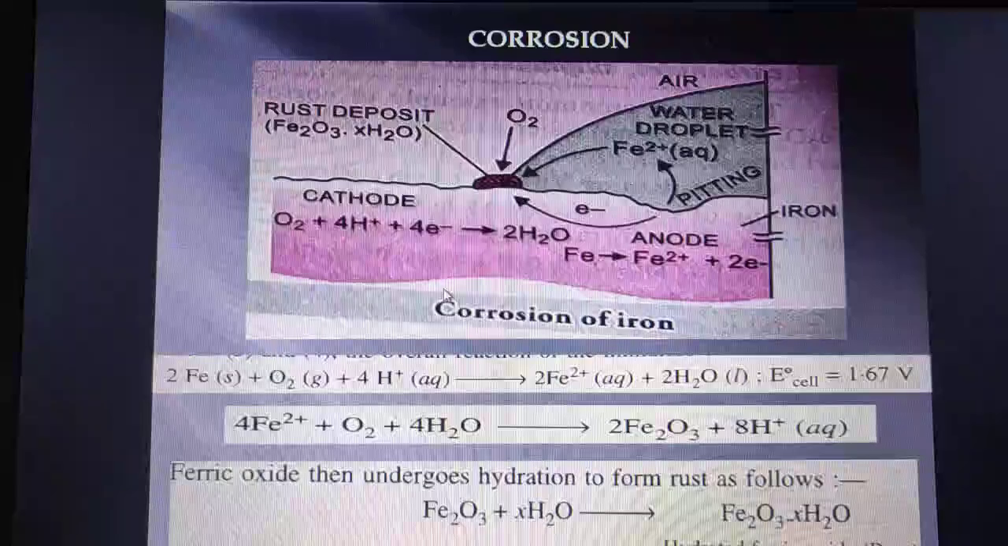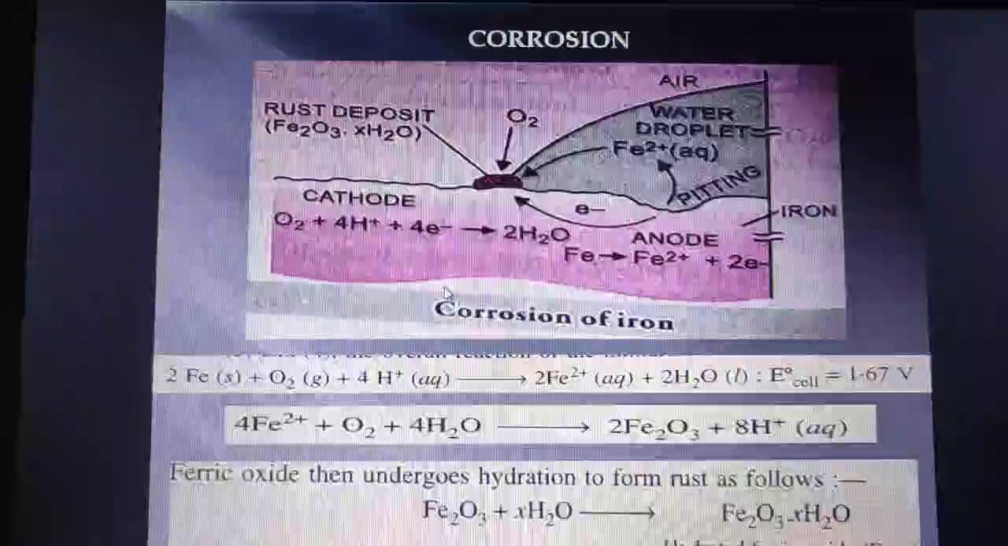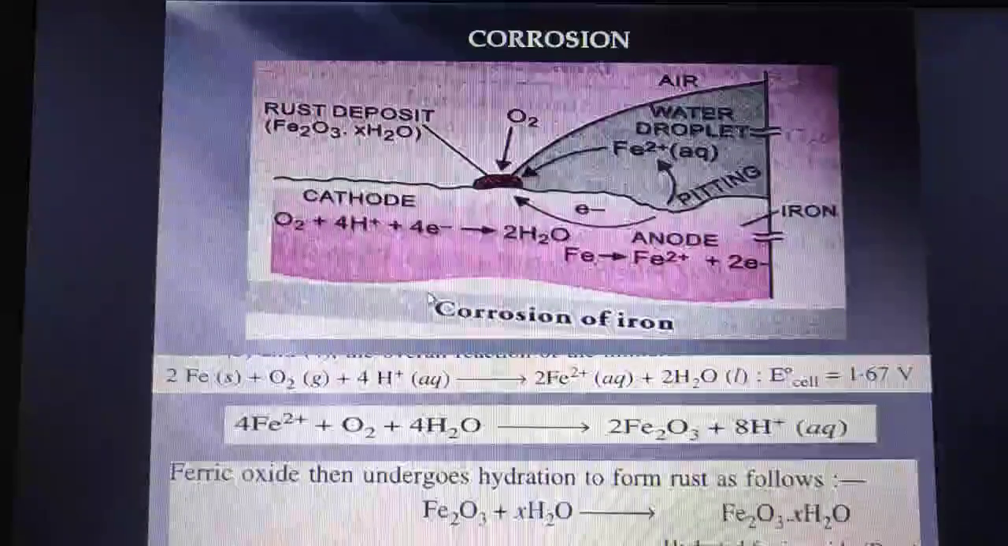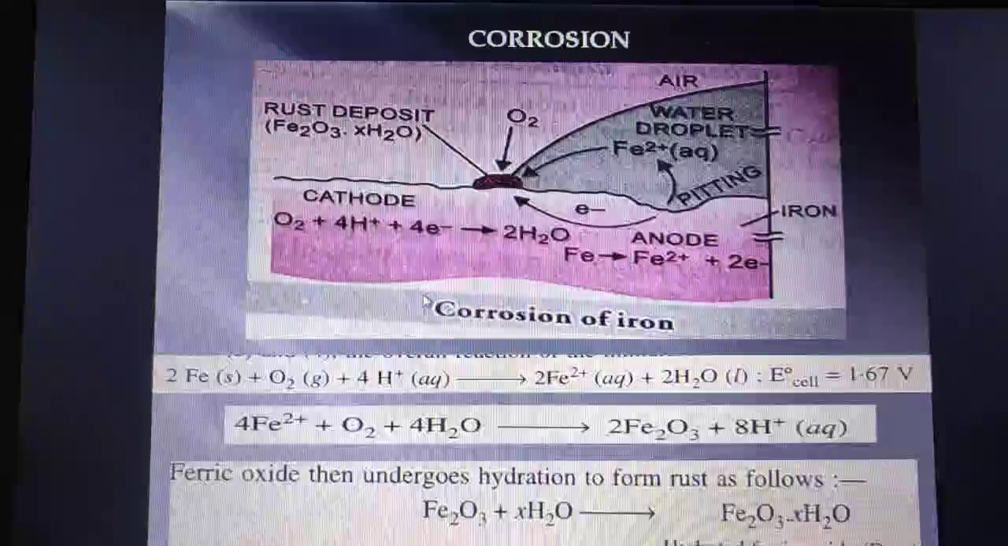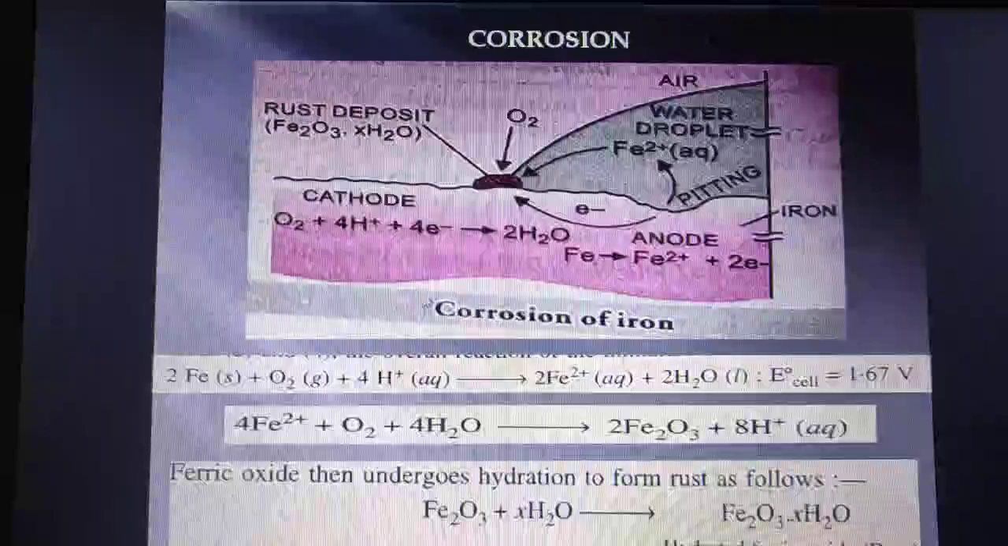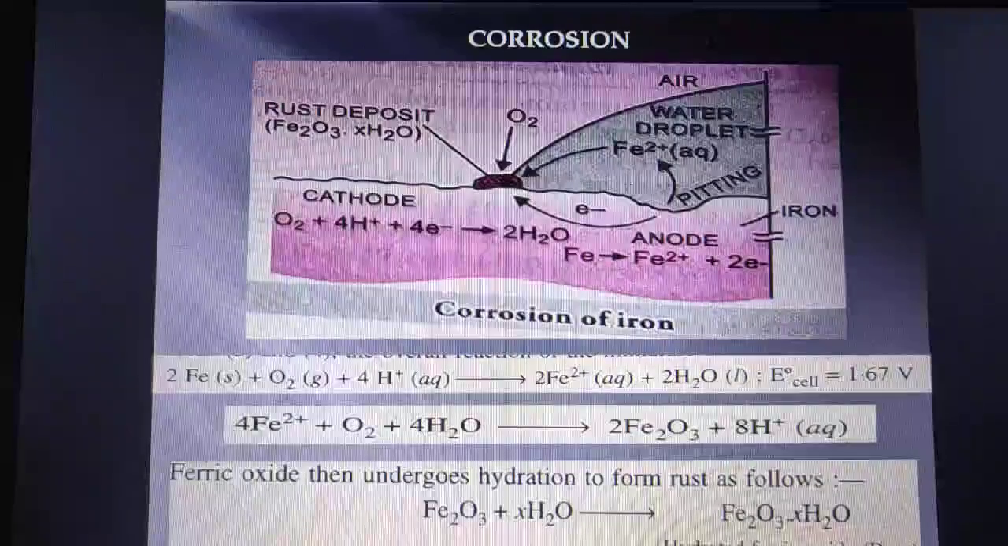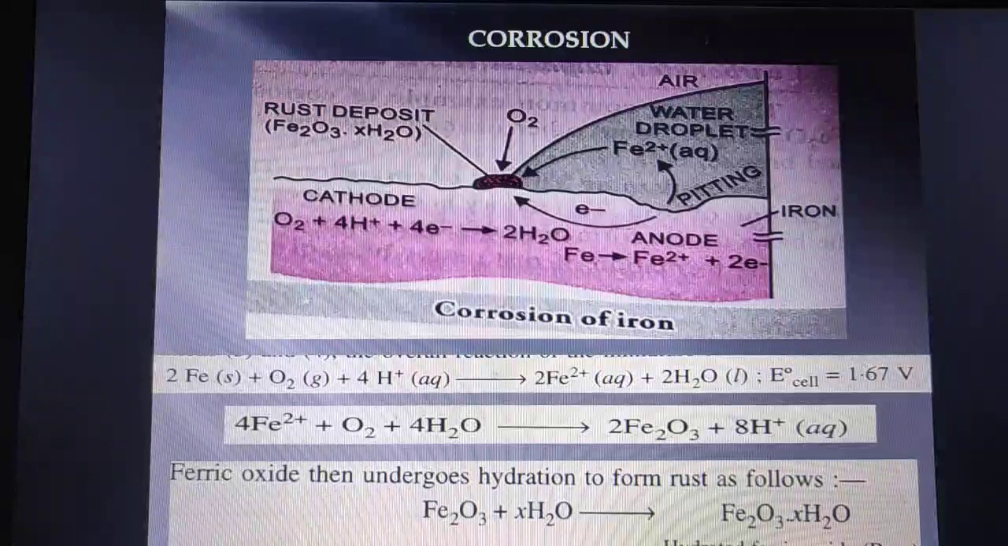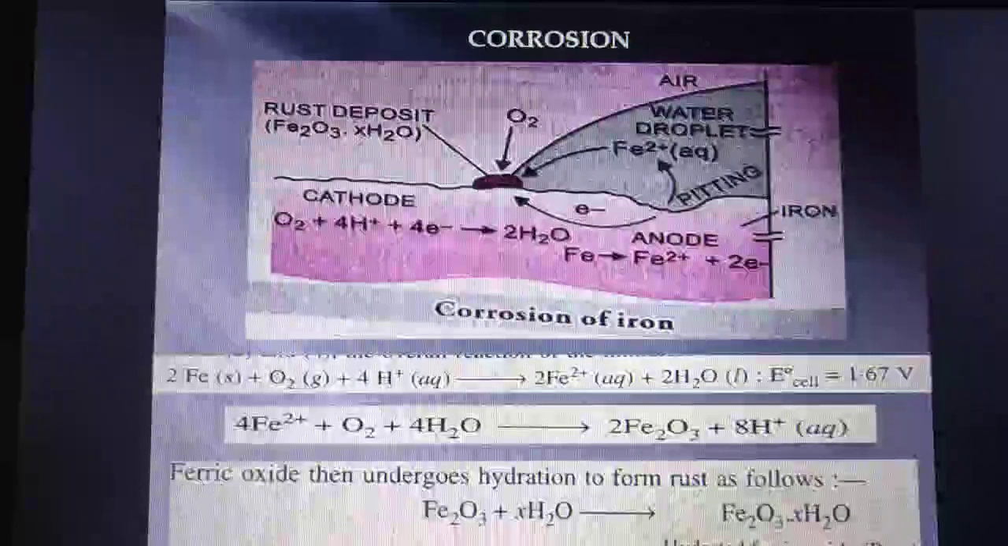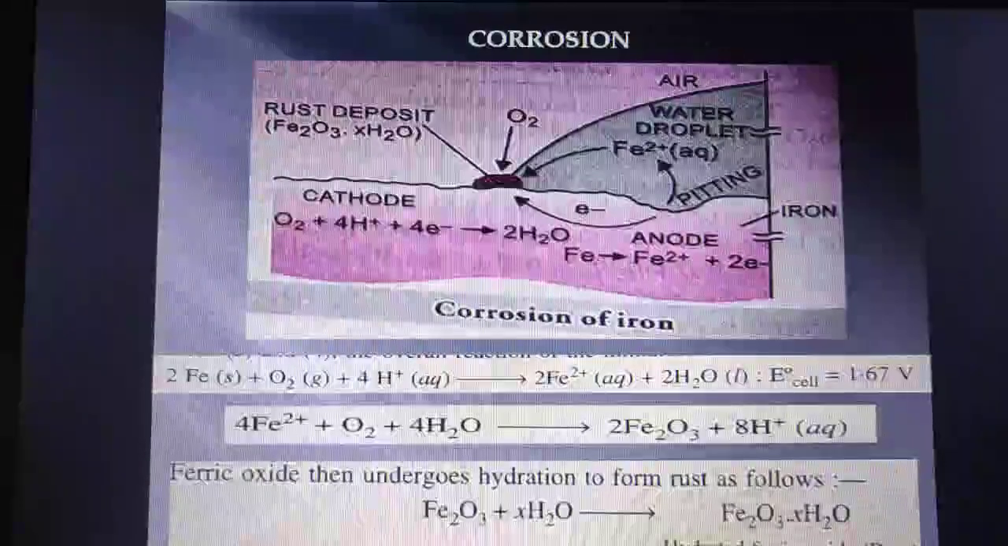First is barrier protection. Barrier protection means the metal surface is not allowed to come in contact with moisture, oxygen and carbon dioxide. So how can this happen? By coating the metal surface with paint, etc., or by a film, or by any non-corroding metal like nickel, chromium, etc.